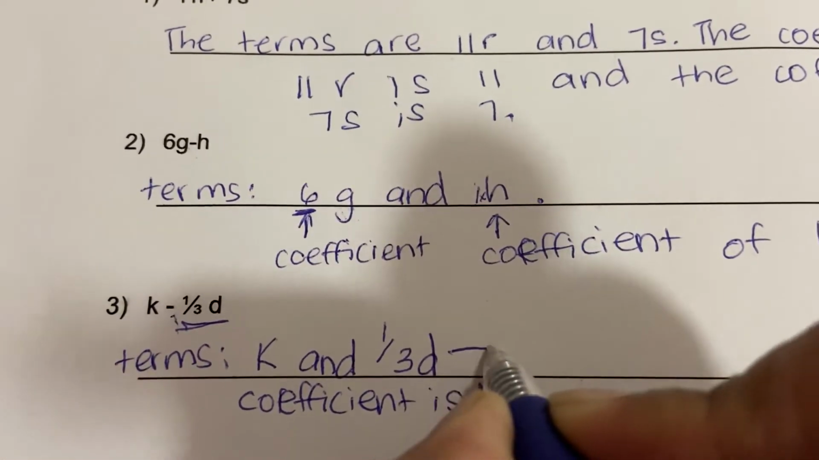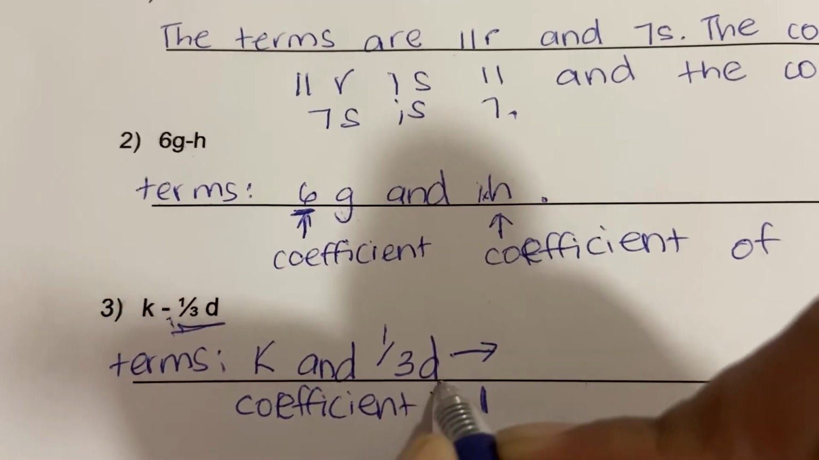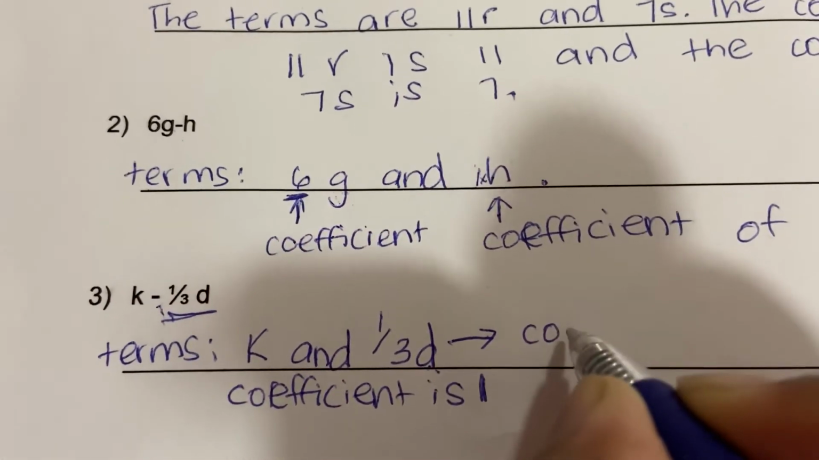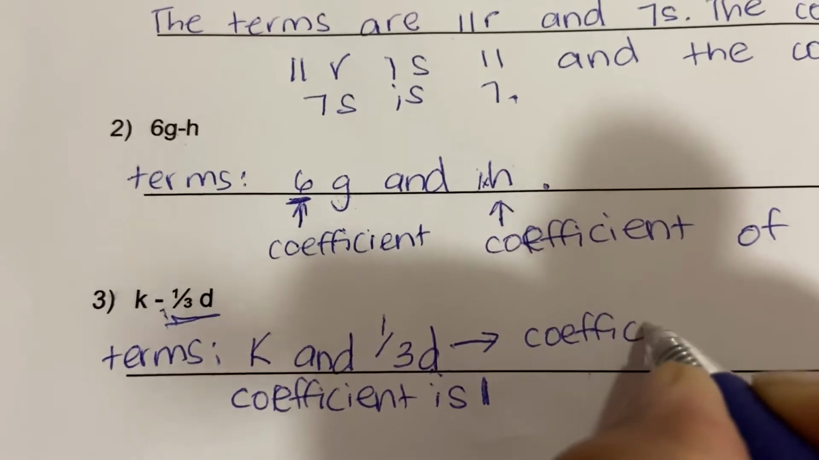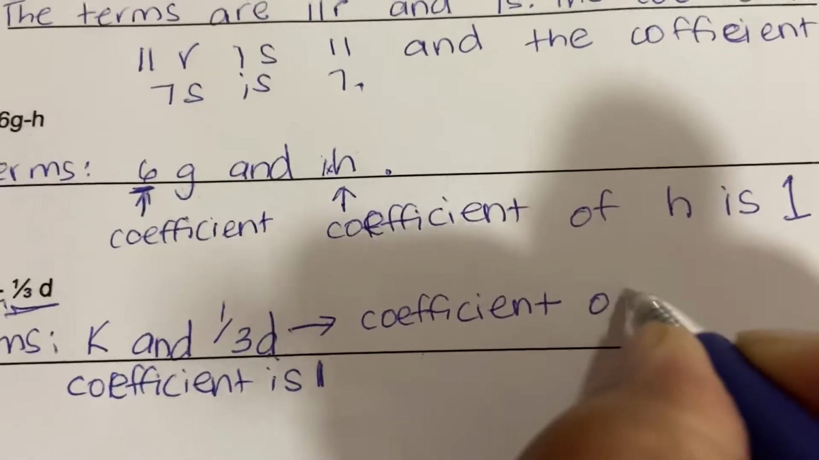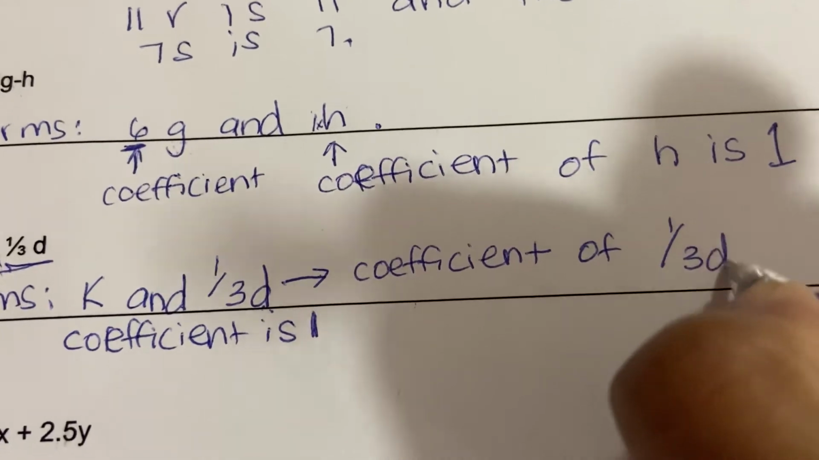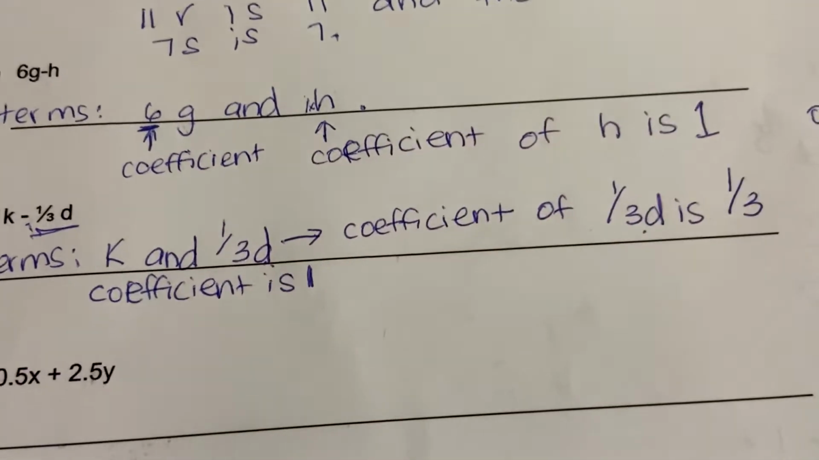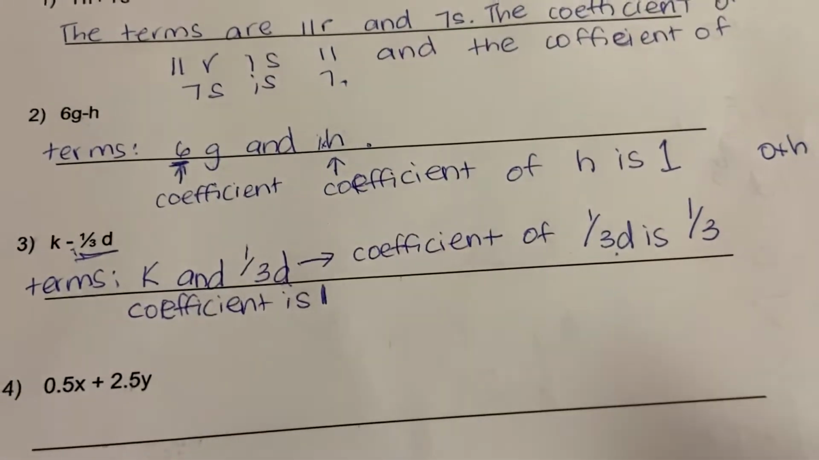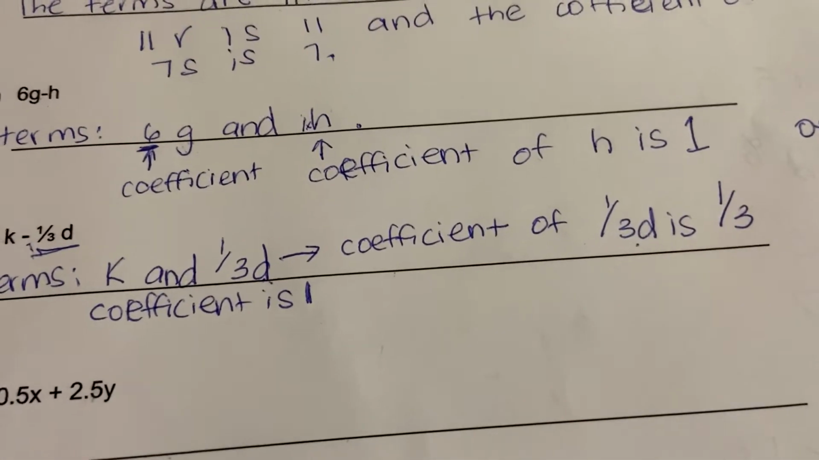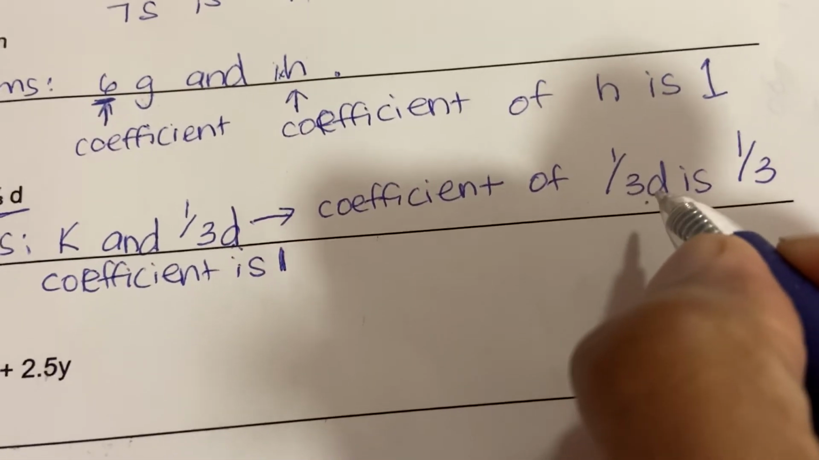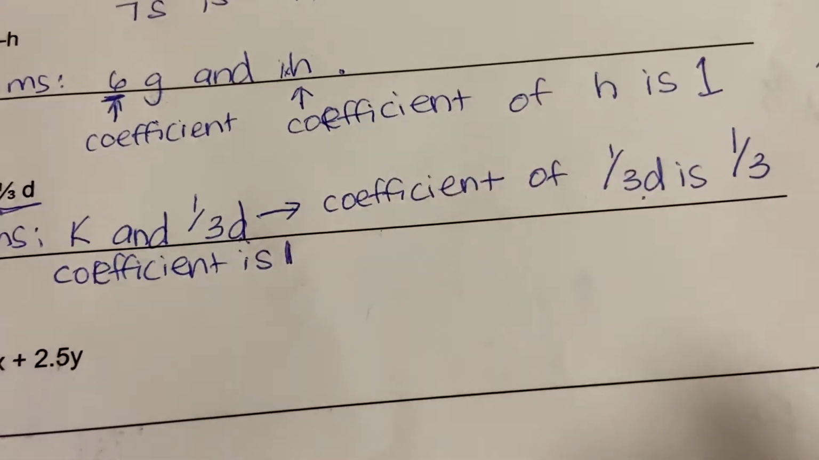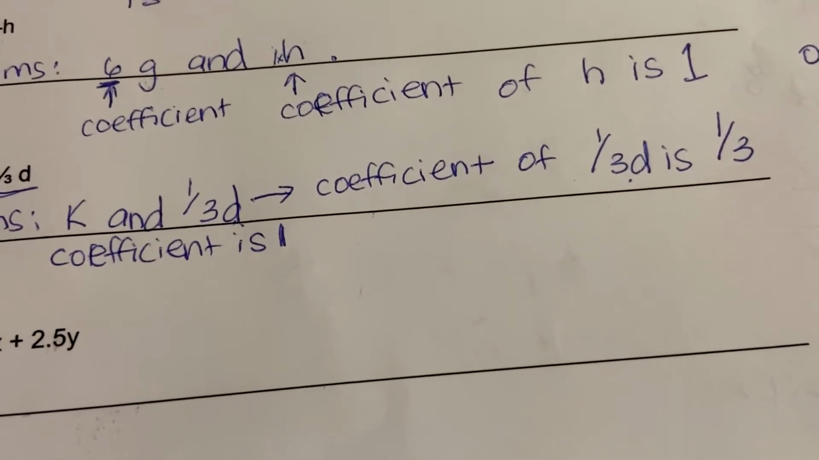And for 1/3 d, what's getting multiplied by d? 1/3 is getting multiplied by d. So in this case, the coefficient of 1/3 d is 1/3. That's what's getting multiplied to that variable. And we know it's multiplied because we spoke about this. Whenever there's no operation between, we know there's an invisible multiplication sign.